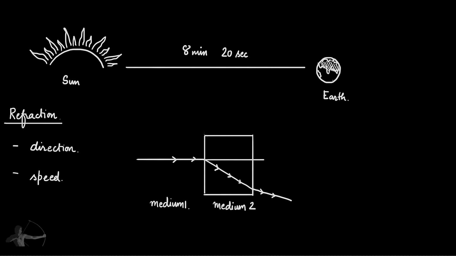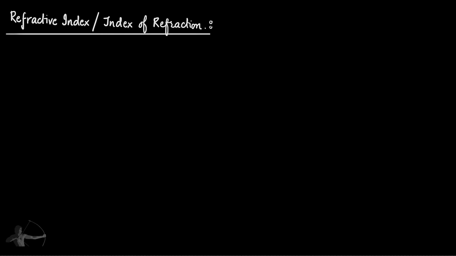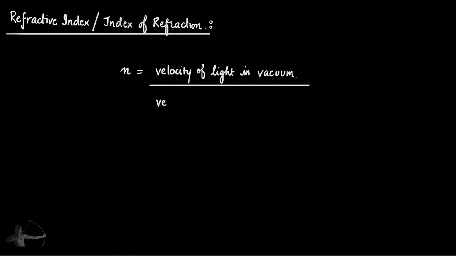The amount of bending of light depends upon the indices of refraction of the two media. Now we have heard this new term, index of refraction, or refractive index. In simple terms, the refractive index of every medium is a number that defines how much light will bend in that medium. It is determined by comparing the velocity of light in vacuum with the velocity of light in the medium. So it's a ratio of the velocities of light in vacuum and in the medium.